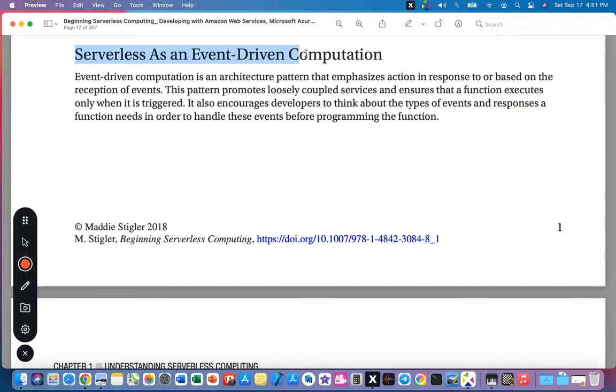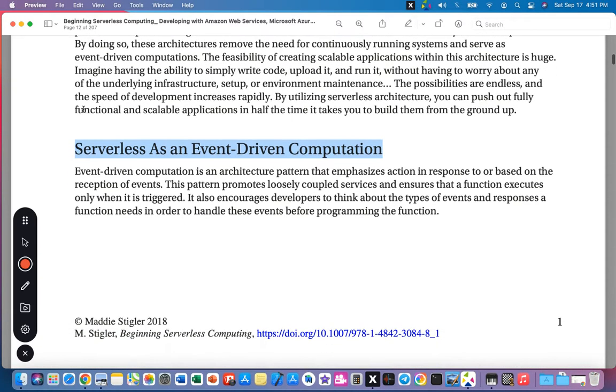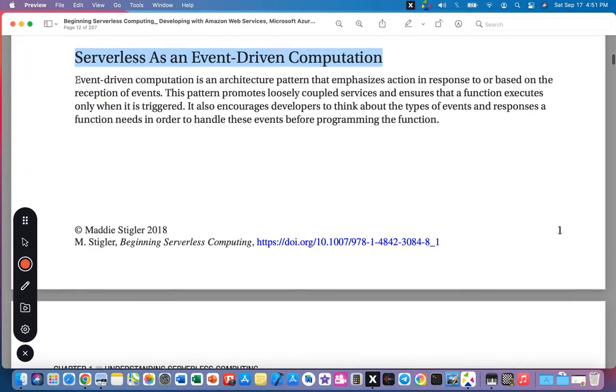Serverless as an event-driven computation. That's why we highlighted it in the previous paragraph. Event-driven computation is an architecture pattern that emphasizes action in response to or based on the reception of events. This pattern promotes loosely coupled services and ensures that a function executes only when it is triggered.